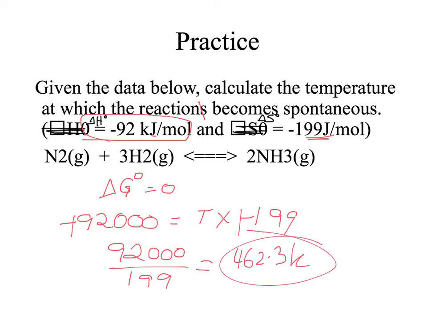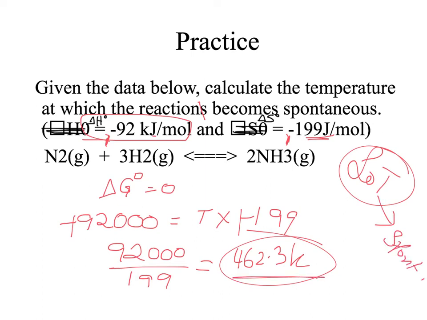Since both of these are negative values, that means low temperature is going to facilitate spontaneity. So any temperatures less than 462.3 will give you a spontaneous reaction.